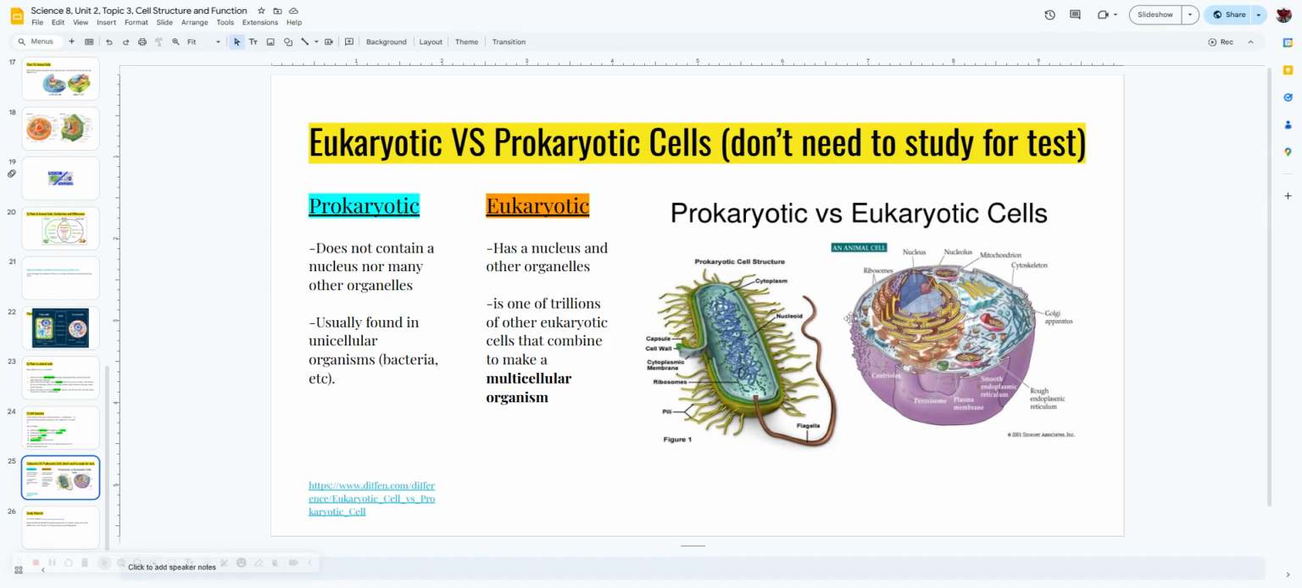Again, you don't need to study this. Don't think this will be on the test whatsoever. I just thought it was really interesting, and this is something you will eventually study, likely in grade 9 or grade 10 science.